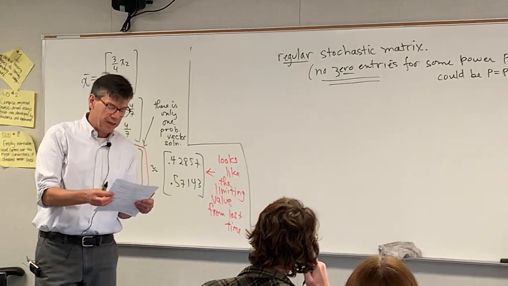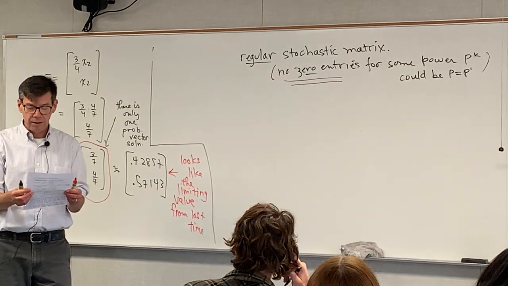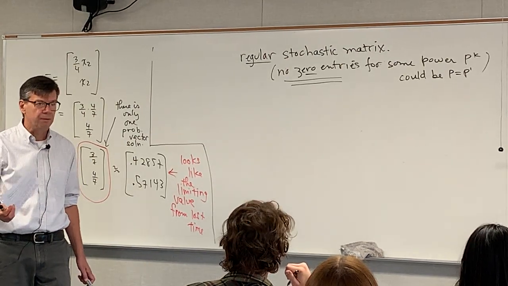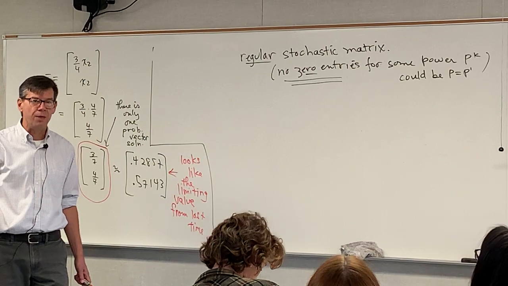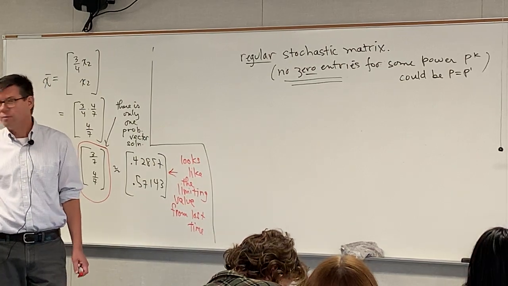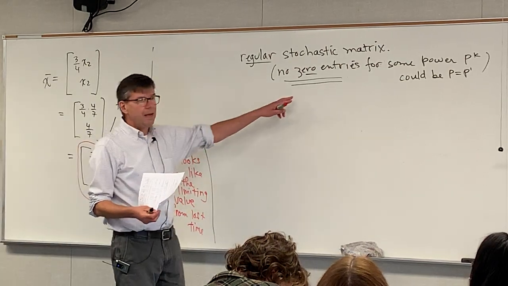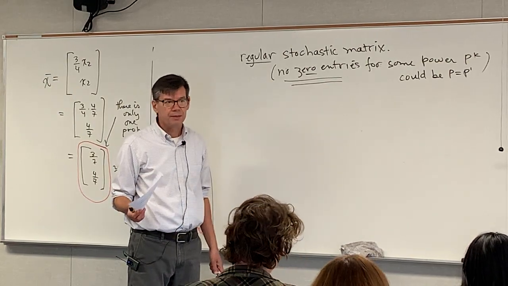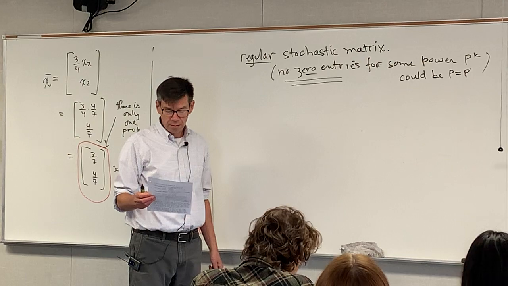So I realized that statement on the handout, P to the K has all positive entries, is sort of a sleazy statement, right? We already know they can't be negative. So what we're really saying is it can't have any zeros. I think I copied that statement out of the textbook. That was the textbook's definition.